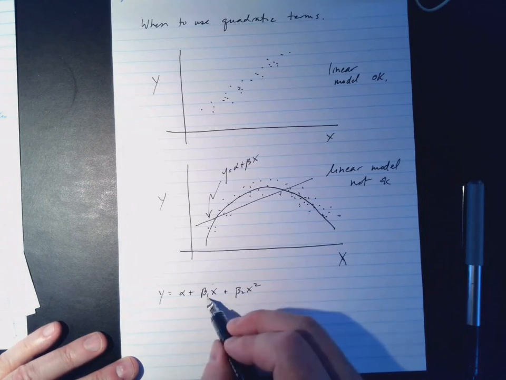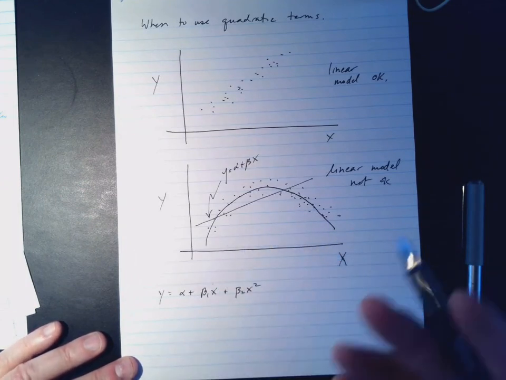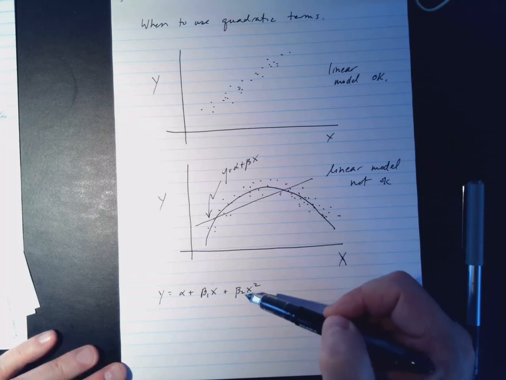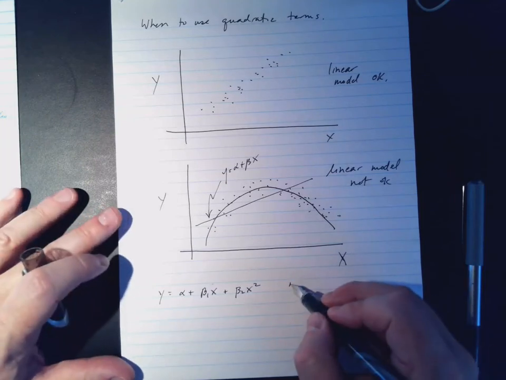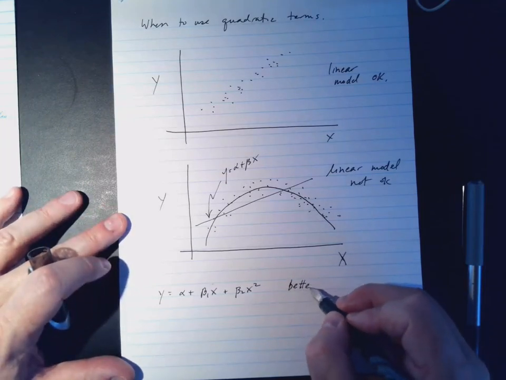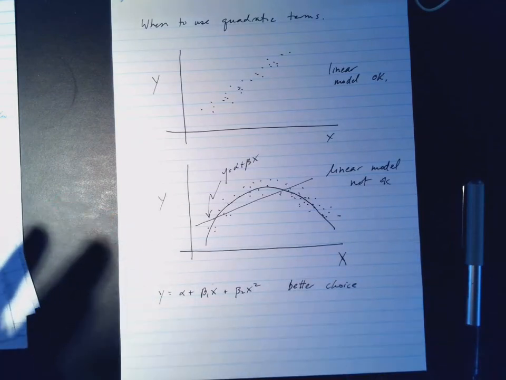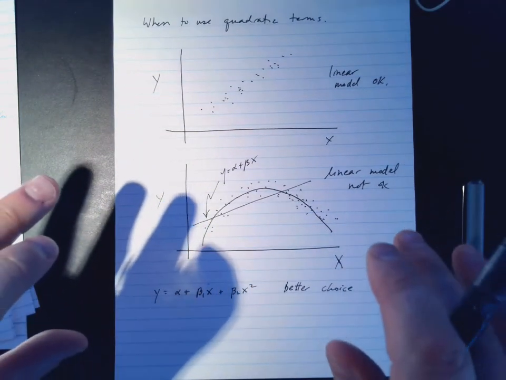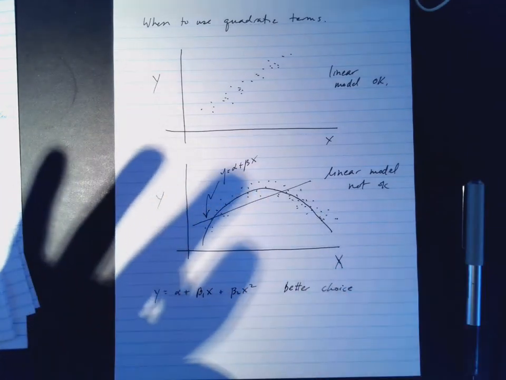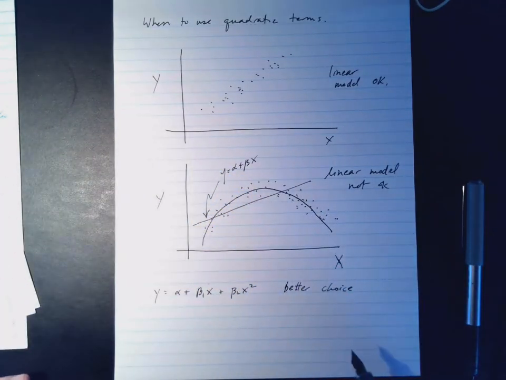Then we would have beta 1 greater than 0, beta 2 less than 0. And that is the combination of coefficients in a quadratic equation that gives you an upside down U shape. So this would be a better choice. You have to look at the data and see what makes sense. Just the XY scatter, and then you can see if it looks like a linear relationship.